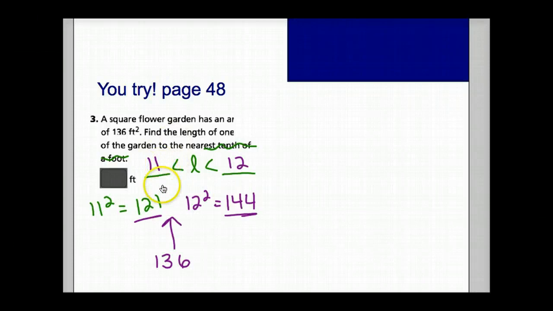All right, so you should have gotten the length being somewhere between 11 and 12 feet, because 11 squared is 121 and 12 squared is 144. 136 falls somewhere right in the middle of that. So your square flower garden has a side length of somewhere between 11 and 12. It could be 11 and a half, could be 11.4, 11.6, something like that.